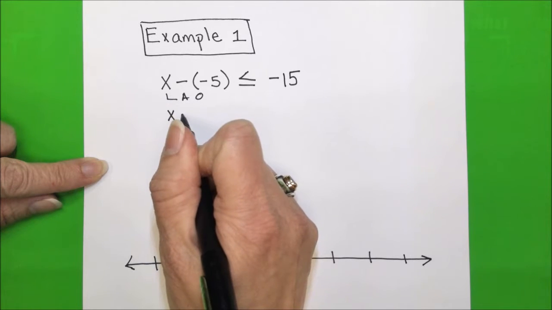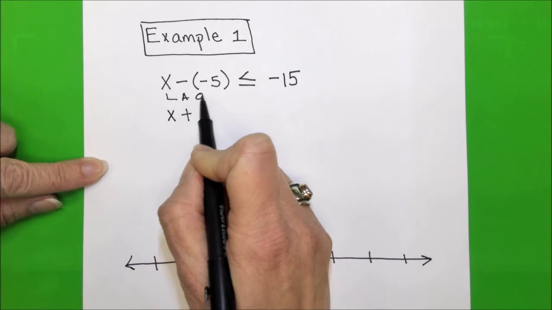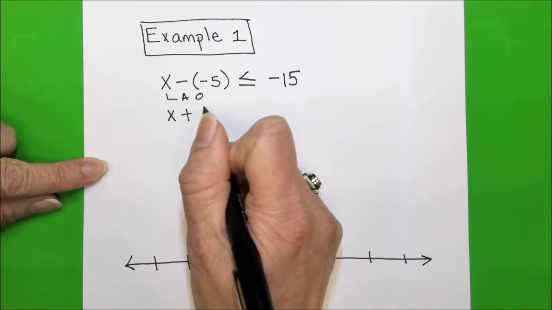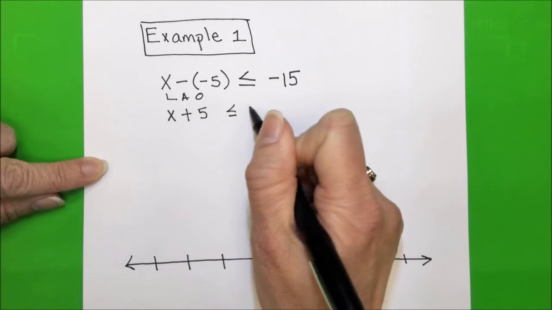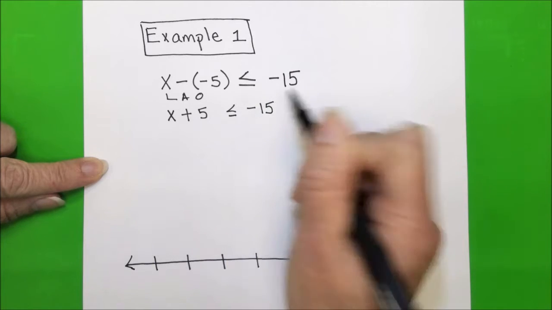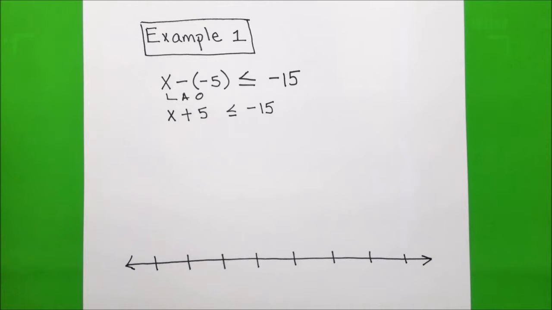The subtraction sign is going to change to addition, and we're going to do the opposite of -5, so that becomes +5. And then rewrite the rest of our inequality. So now we need to isolate x and get the x by itself, since that is our variable.